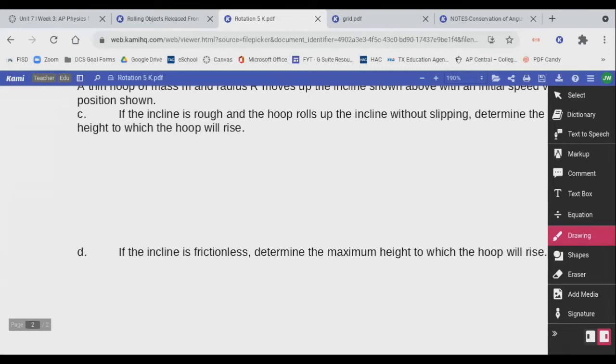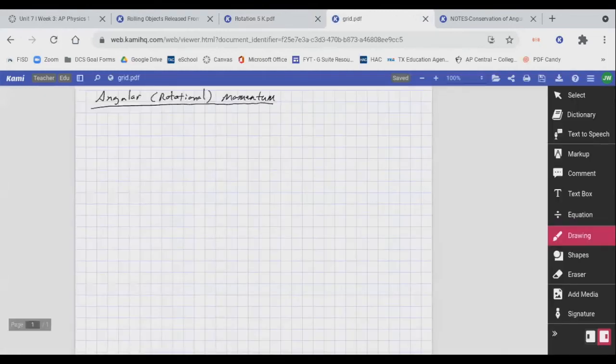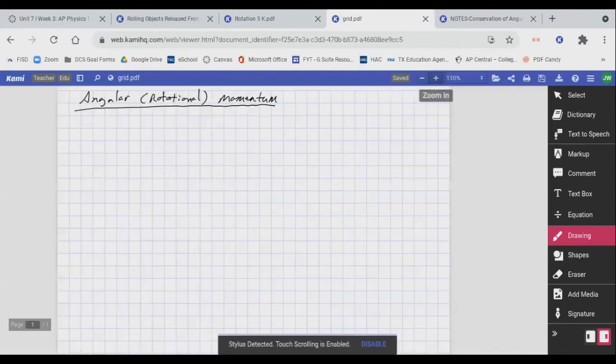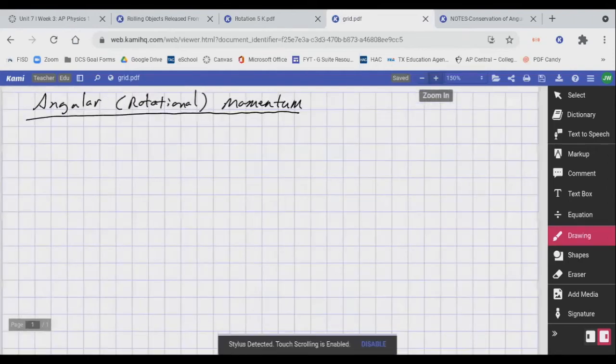What we want to do right now is switch over and take some notes on angular momentum. So we've been practicing what we've already learned, but we need to get into new material. So let's get that started at least.